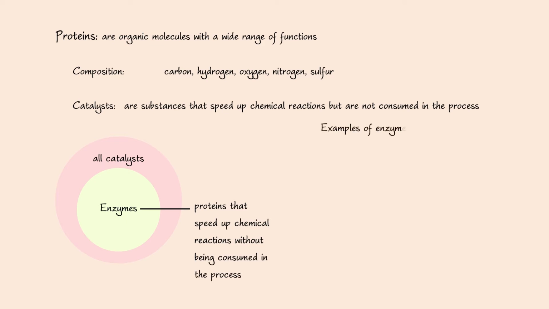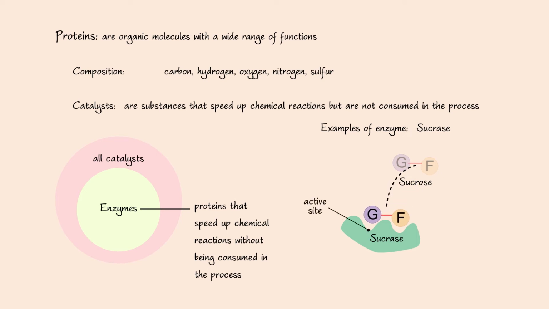An example of an enzyme is sucrase. Enzymes usually have the suffix ase. Let's see how this enzyme speeds up hydrolysis. The first step is the binding of sucrose onto a specific region of the enzyme referred to as the active site. The sucrose is referred to as the substrate. Next, water enters the active site.